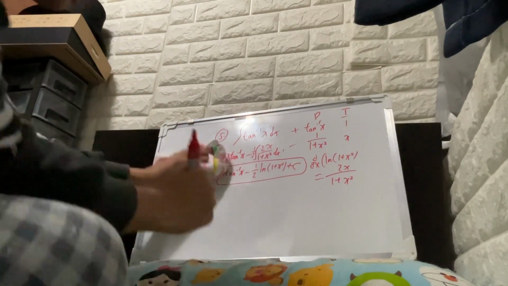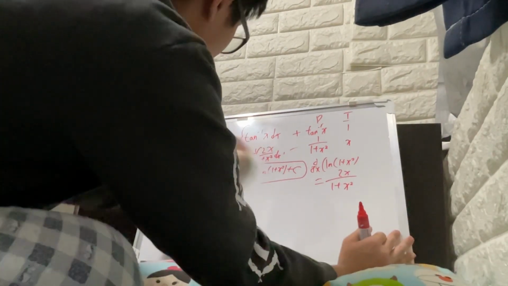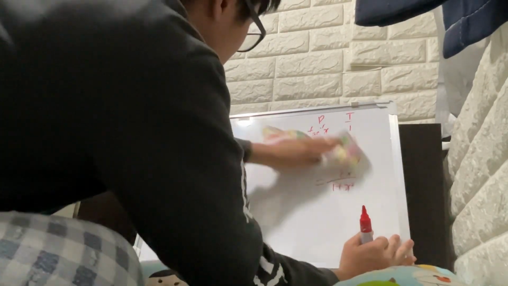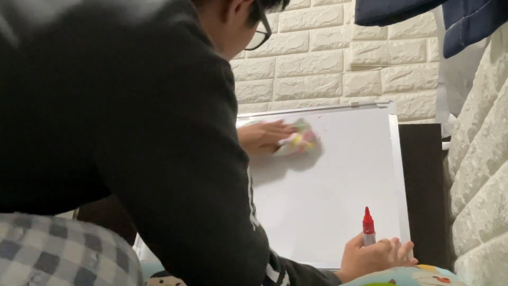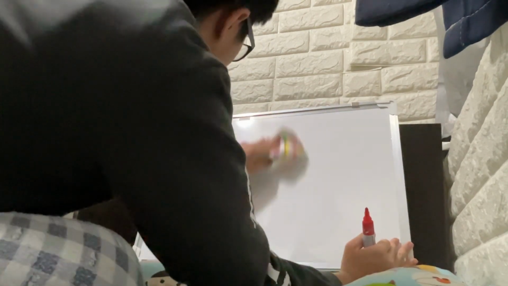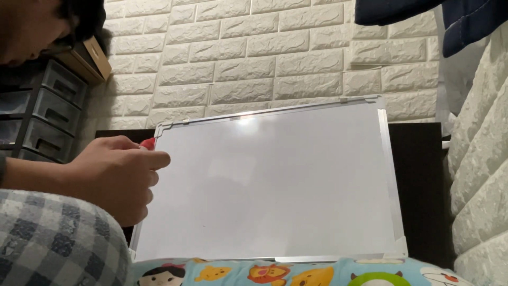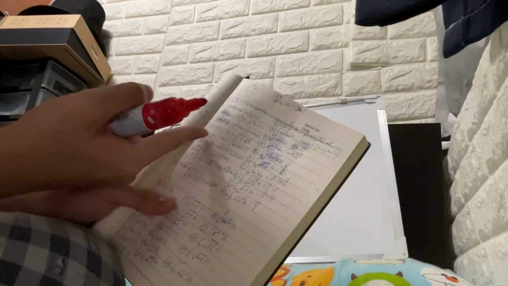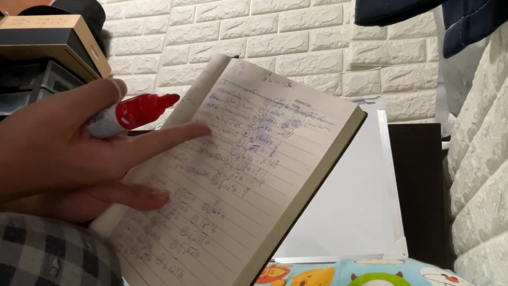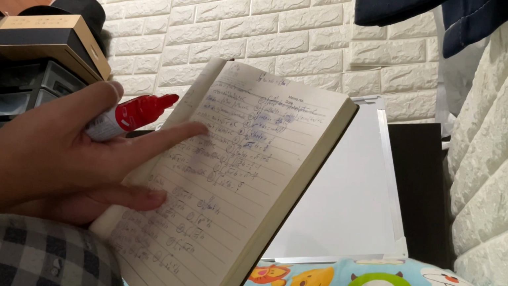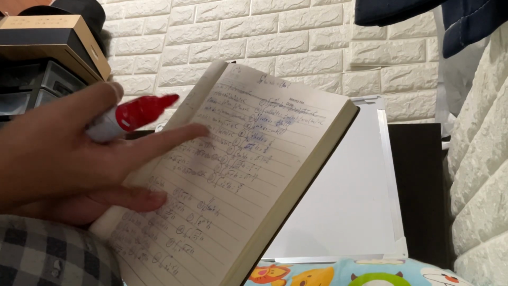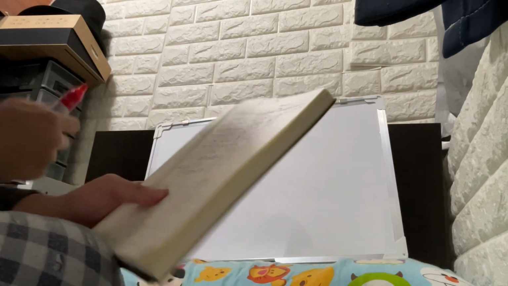So we should be faster. This is not actually a speed run video, but let me do it faster. So this is our answer: x times inverse tangent x minus 1/2 Ln of x squared plus 1.